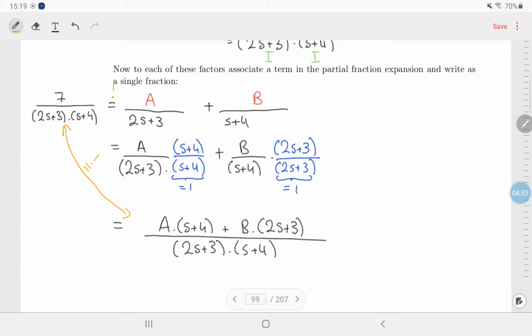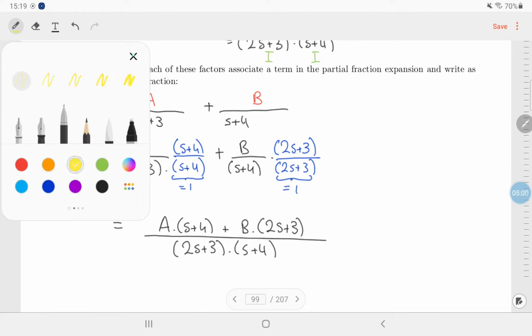The bottoms are the same. So no issue with the bottoms.